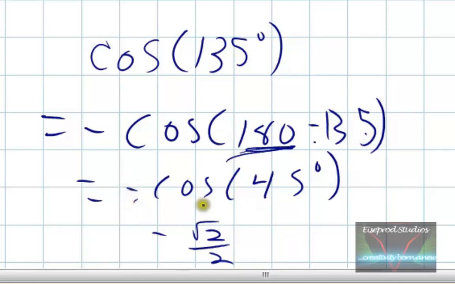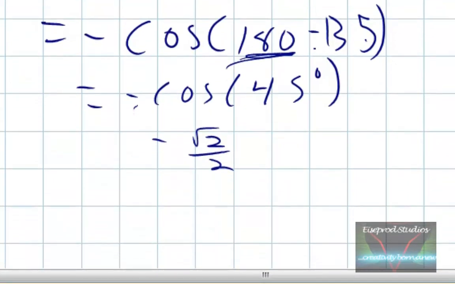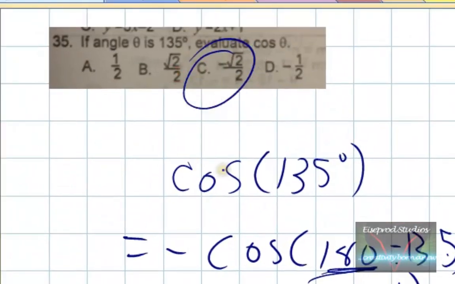So the cosine of 45 degrees is much more doable. And so you should know that that's the square root of 2 over 2. And since we made it negative, it's negative root 2 over 2. So our answer is C.